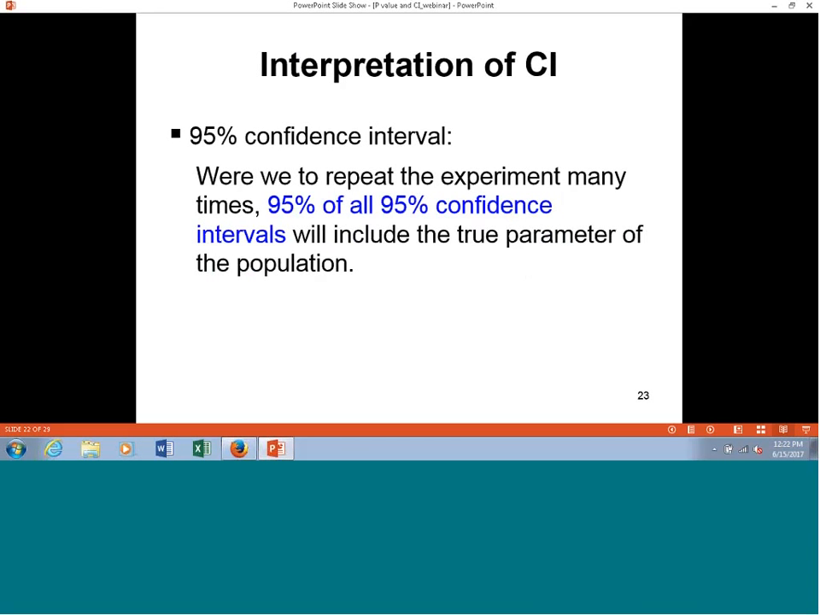We often report 95% confidence interval. It means, were we to repeat the experiment many times, 95% of all 95% confidence intervals will include the true parameter of the population, or the true effect size, if the assumptions underlying the method to construct confidence interval are correct.